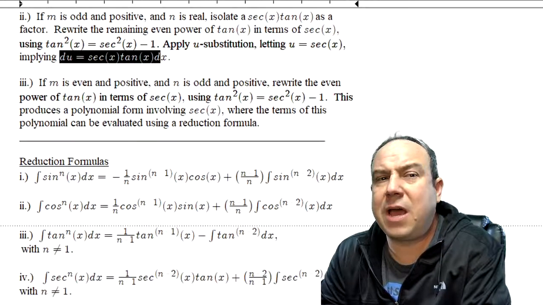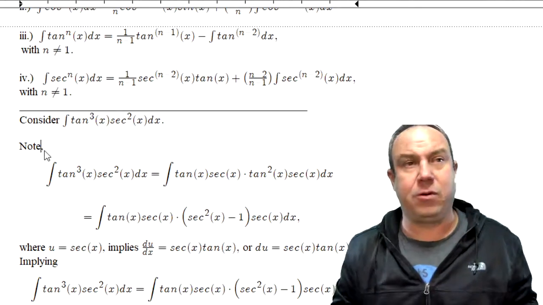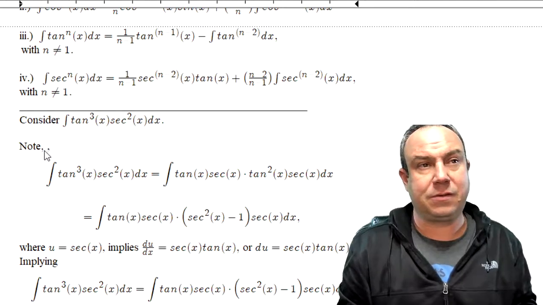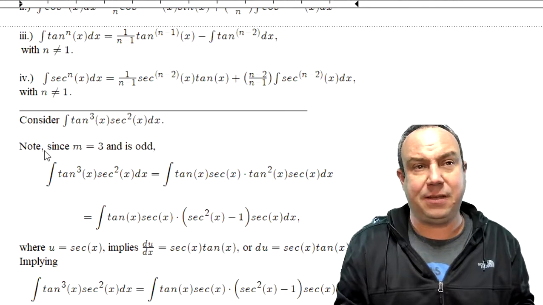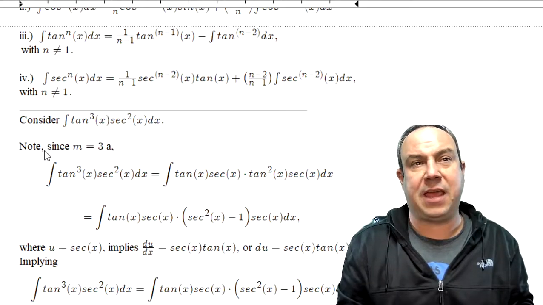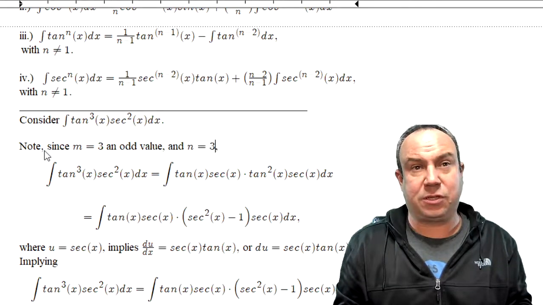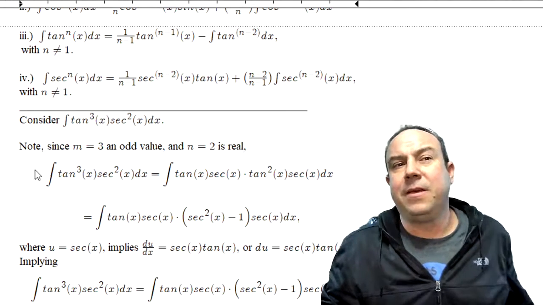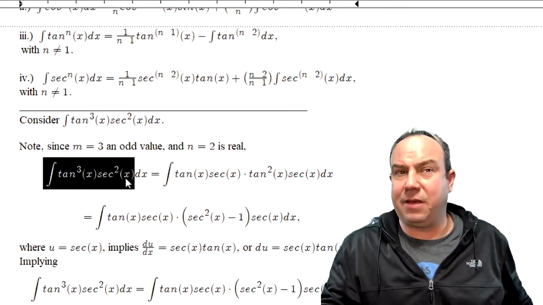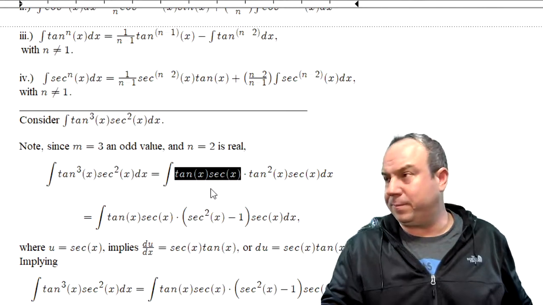If we go down below and we see that, I might point out here, note, since m equals 3 and is odd, really I should say an odd value, and n equals 2 is real, right? The tangent cubed of x times the secant squared of x dx can be approached this way.